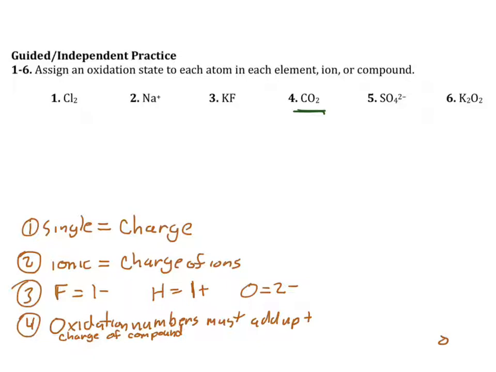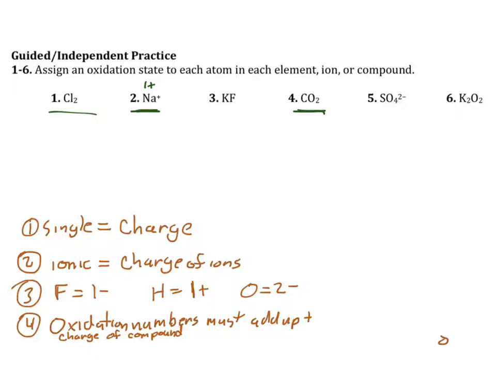Now, if you have a single element that's alone by itself, whatever its charge is going to be its oxidation number. Right here, if you take a look at sodium, notice how the sodium has a positive charge there. Because there's no number there, we assume it's 1, so it's a 1 positive. And so this sodium has an oxidation number of 1 positive. When it comes to ions, the charge of an ion is its oxidation number.